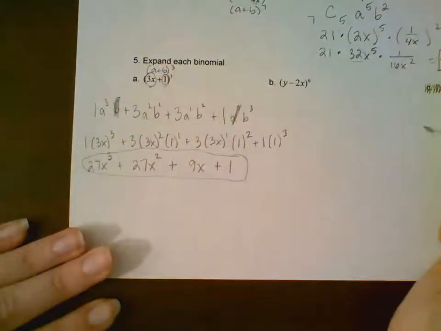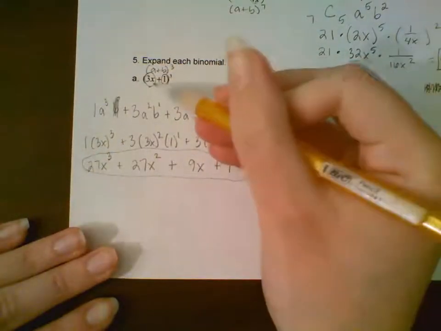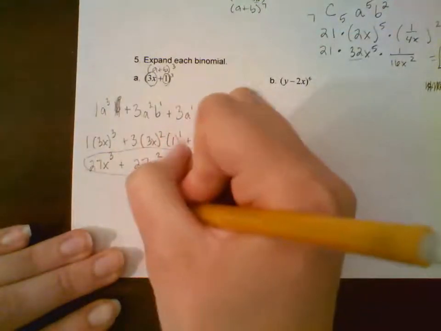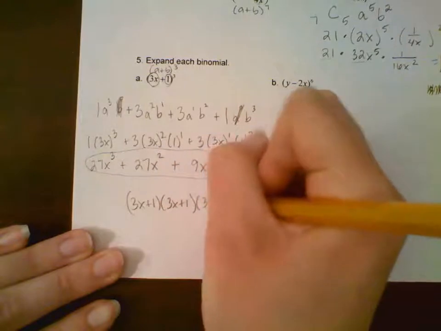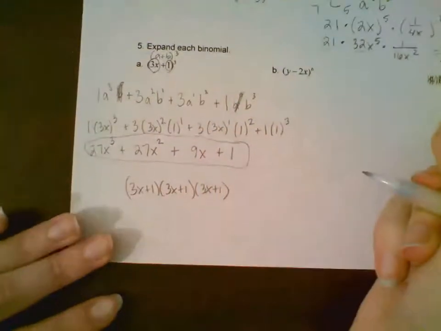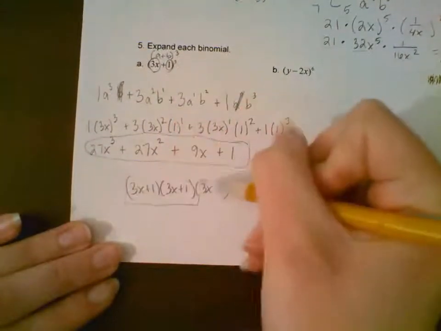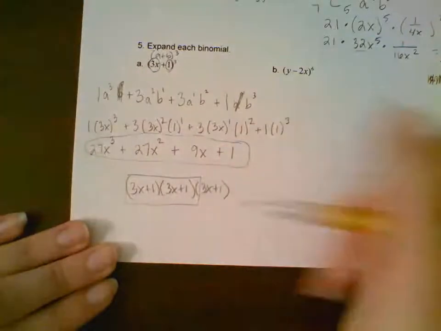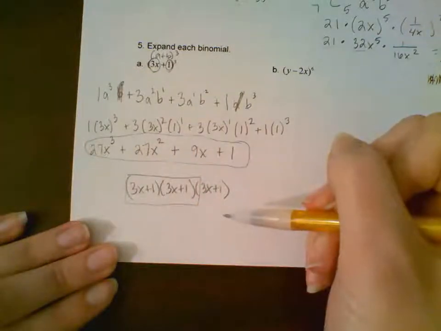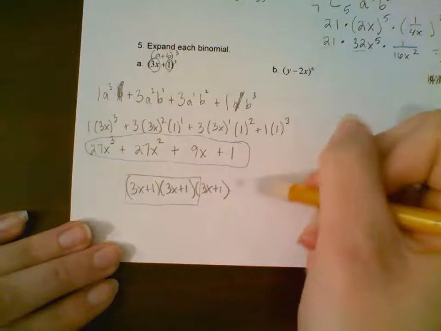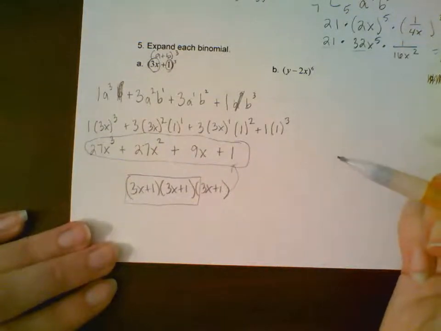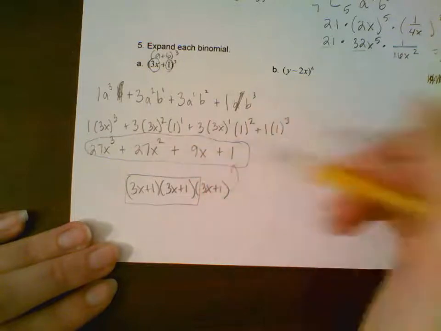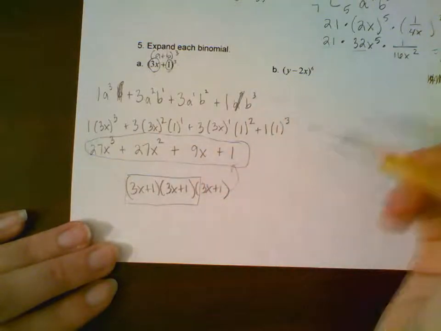Okay. Now, again, you could multiply this out by having (3x + 1) times (3x + 1) times (3x + 1). And just pick 2 at a time, maybe focus on these 2, multiply it together, get a trinomial, and then multiply it by this one, and that can get you our answer as well. But when our exponents get really big, that's why we kind of like this Pascal's triangle method instead.